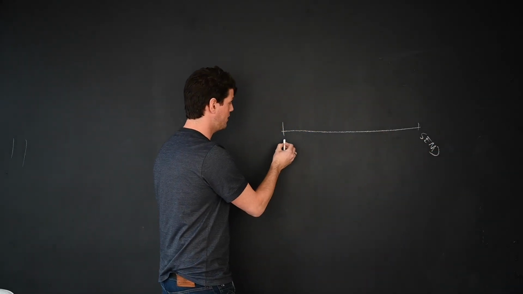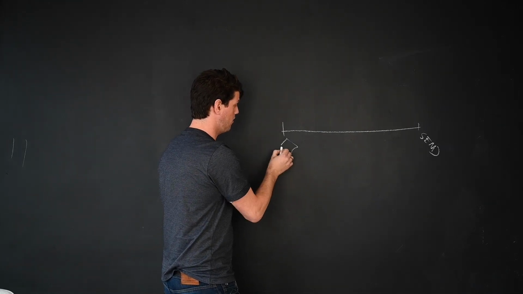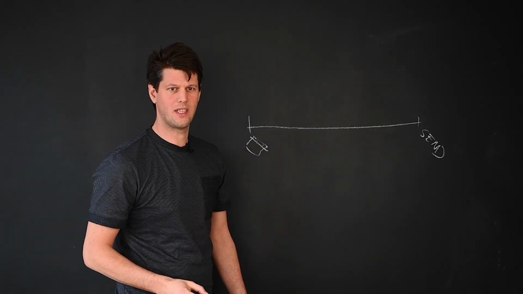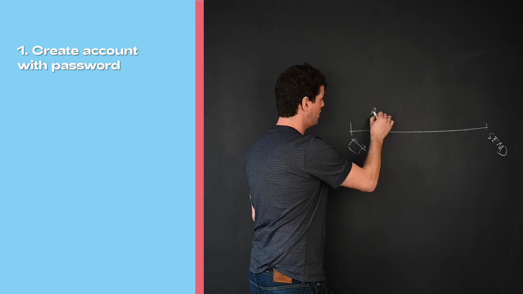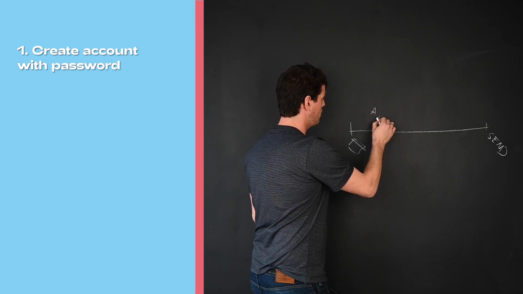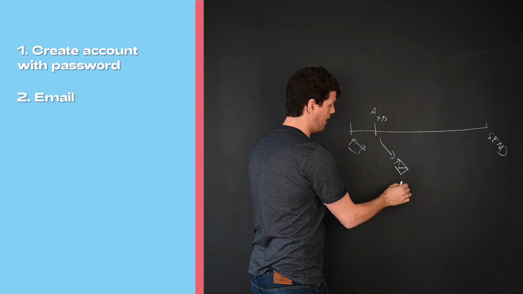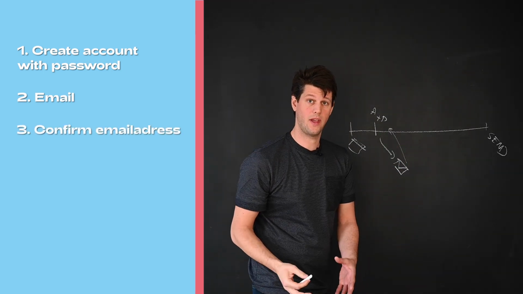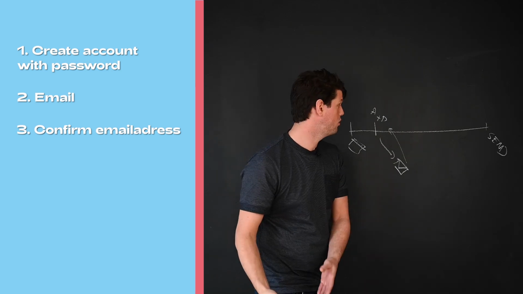And they start at the very beginning at the marketing website. So, a website. And then we have about 7 or 8 steps to go through. First thing they have to do is to create an account with a password. And then they'll get an email and they'll have to confirm that email address.